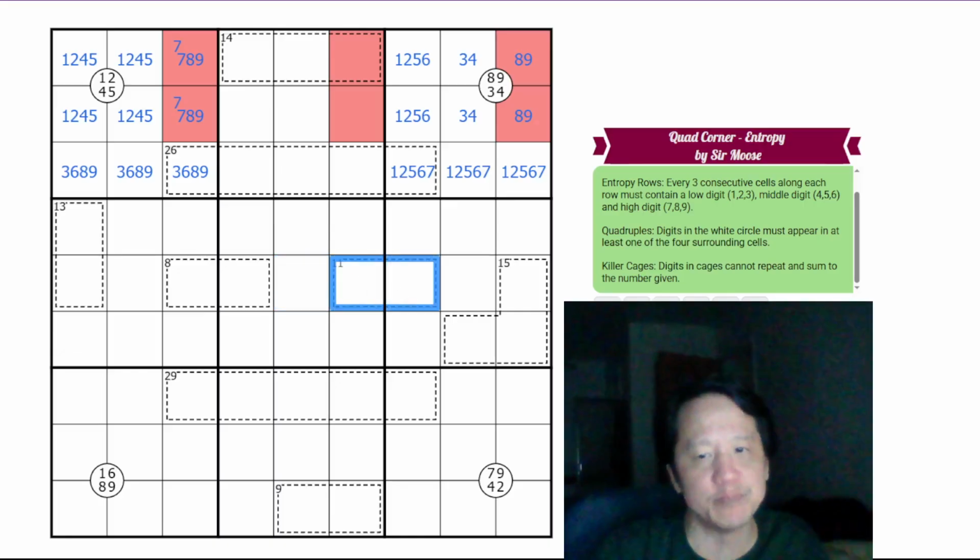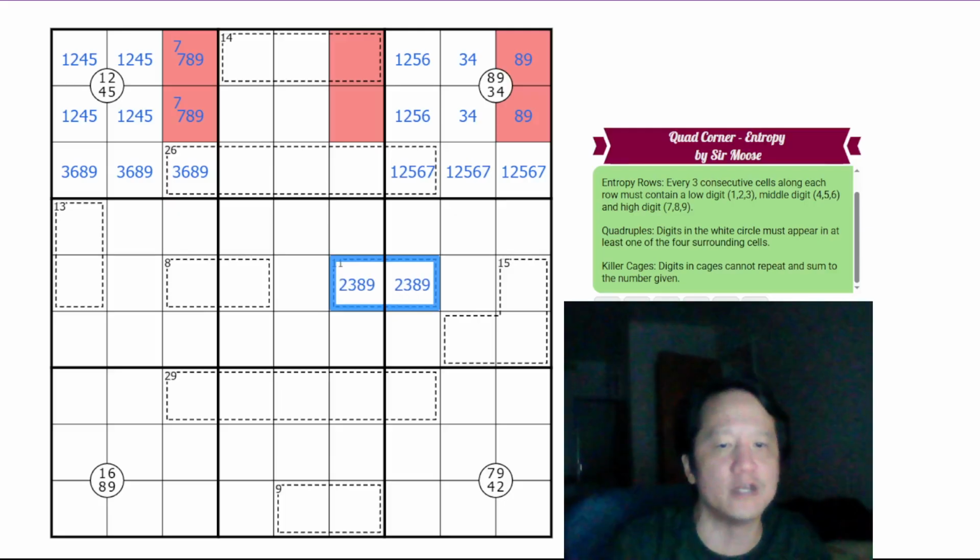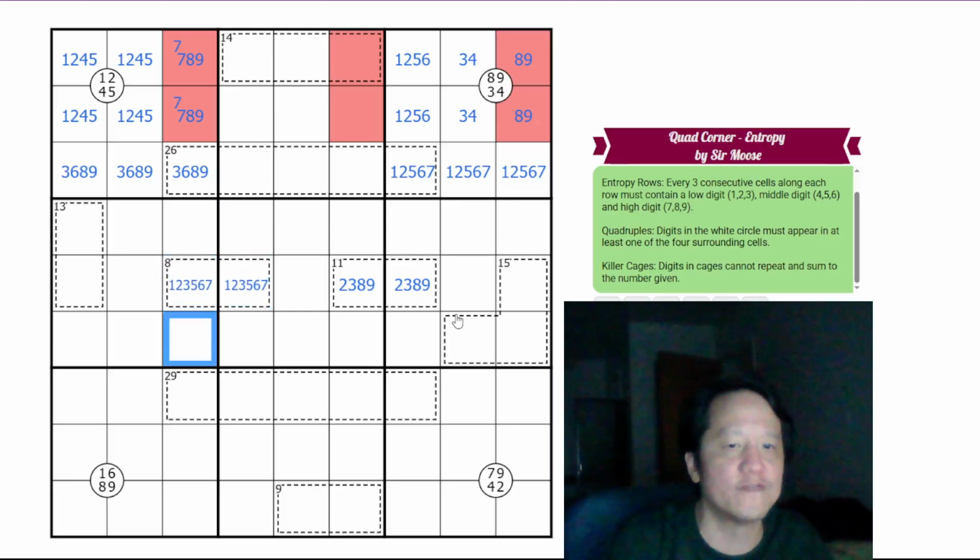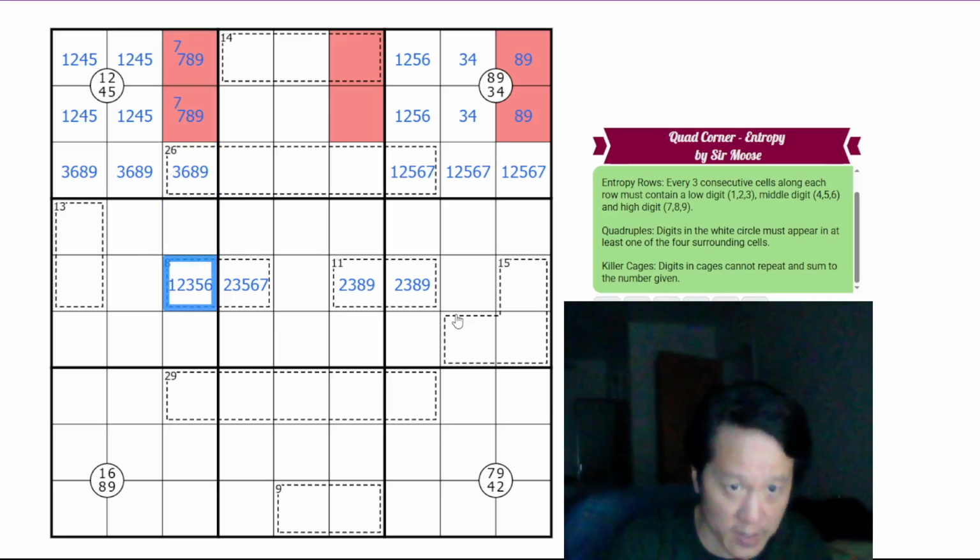So this must be either 2, 9 or 3, 8 here. This is obviously 1, 7, 2, 6, or 3, 5. 7 cannot be here because of the 7 in the column here.